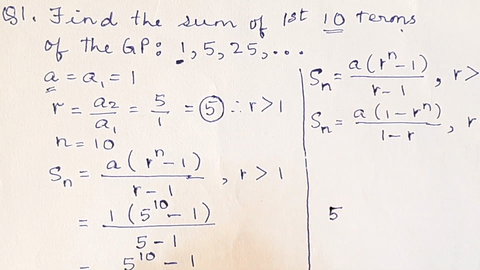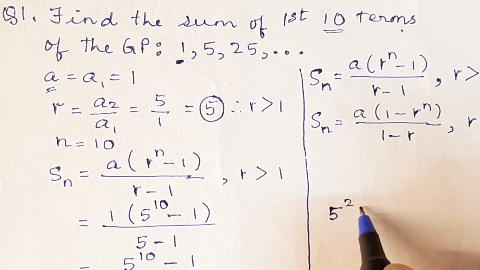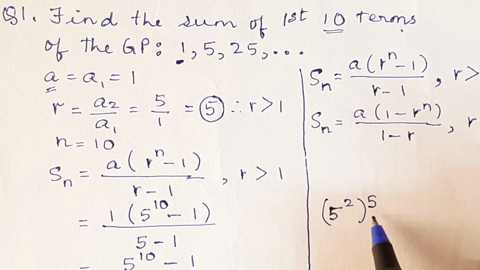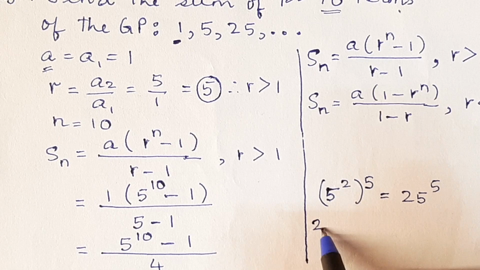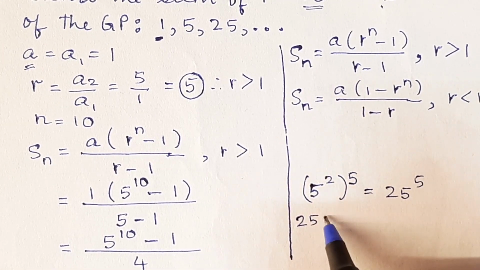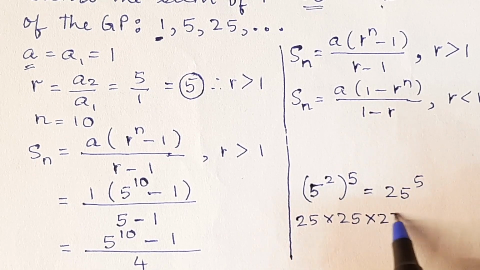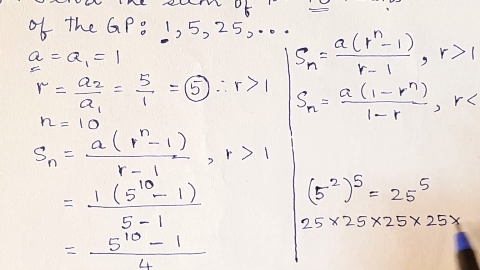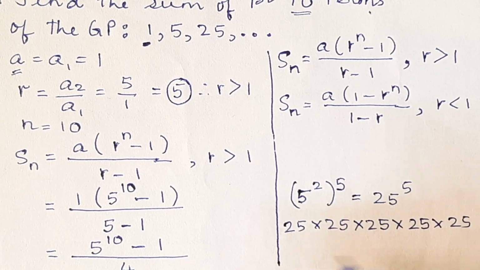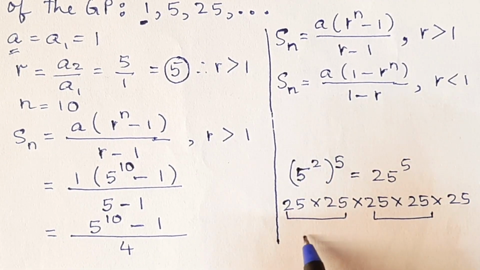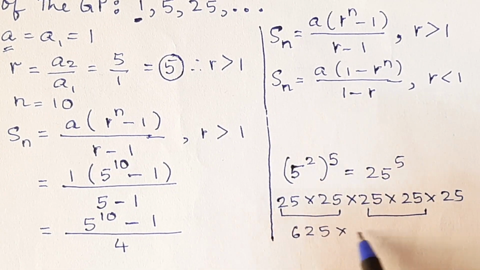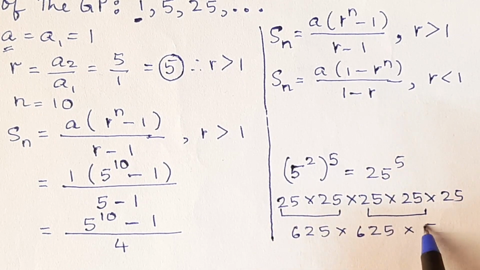Now we know that 5 to the power 10 becomes 5 square to the power 5. 2 into 5 will be 10, which means it is the same as 25 to the power 5. Alright, now let us see how we can proceed for solving this. 25 into 25, we will multiply how many times? We will multiply it 5 times. Now do we know this is 625, this also 625? And so we will have 625 multiplied by 625 multiplied by 5.